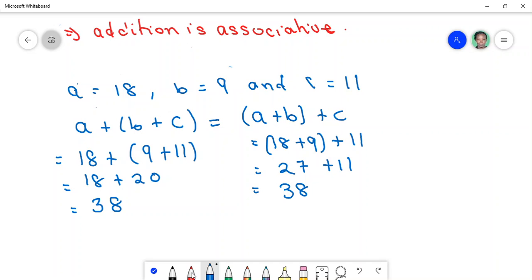Then addition is associative. So addition of rational numbers is associative.